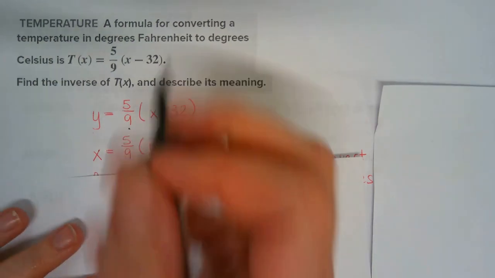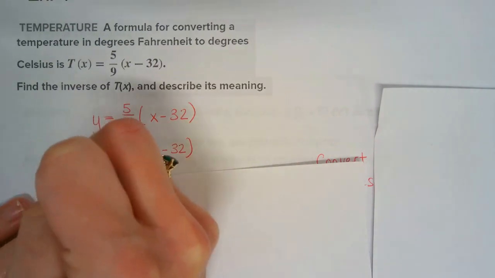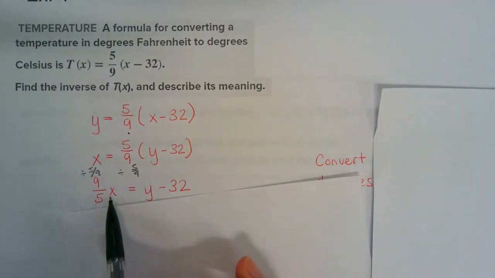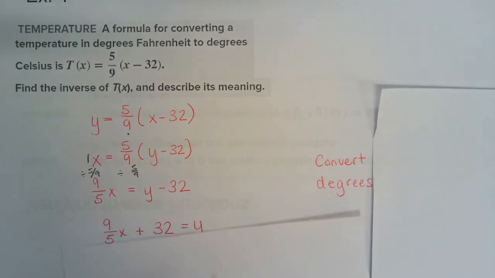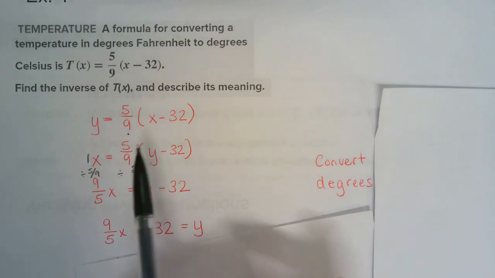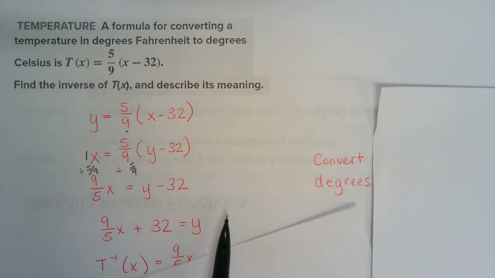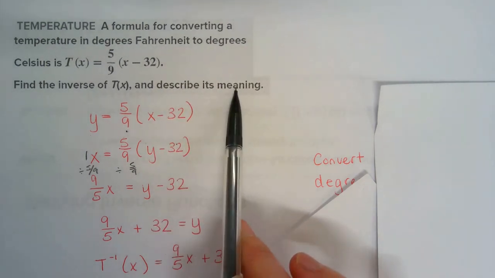So what I would do is I would divide by 5/9 over here just to get rid of that fraction. And that's how I got 9/5 x, because I did 1 divided by 5/9. And then I added that 32 to the other side. That's how I would do it. You do not have to do it that way. You can distribute that 5/9 and go that route as well. But that's how I decided to make it look a little bit cleaner. Okay. So then the second step is it's asking you to describe that meaning.